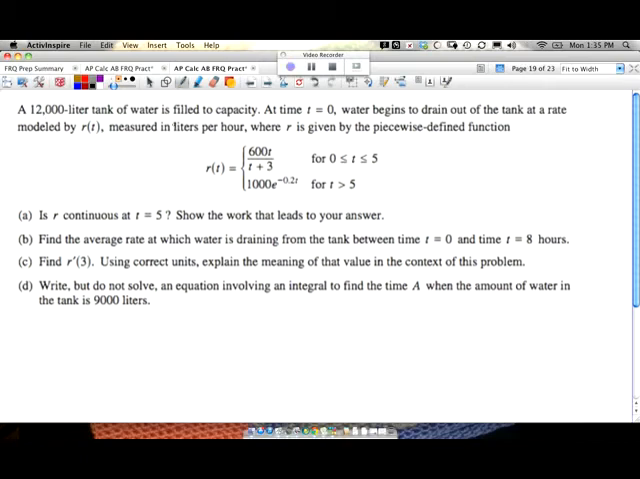We have a 12,000 liter tank of water. It's filled to capacity, so it's full. At time t equals 0, water begins to drain out of the tank at a rate modeled by this. So there's our rate. And the question is, is R continuous?